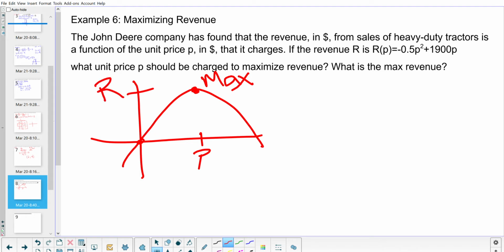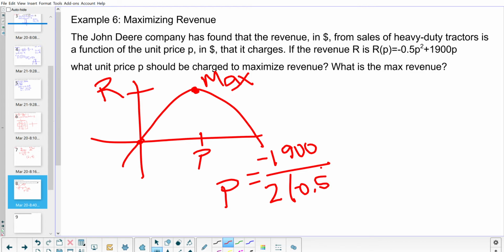So that value p is negative b over 2 times a, and you end up getting 1900. So this is the price. This is like the perfect price, right? That they get enough people to buy it.